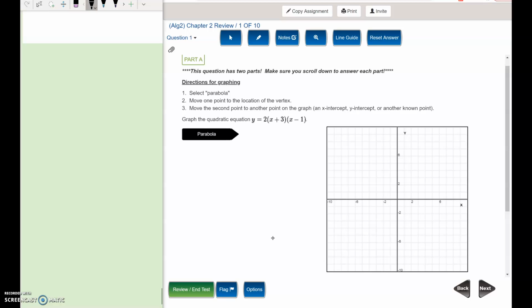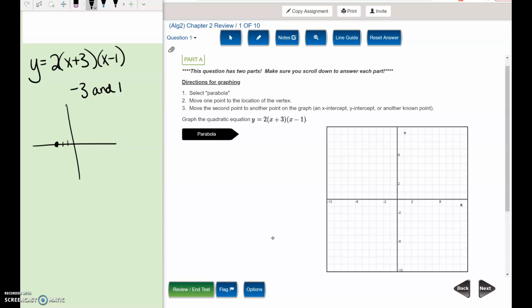So we've got the equation y equals 2 times x plus 3 times x minus 1. This is intercept form. So our x-intercepts are -3 and 1. And I am going to, on the test, give you a piece of paper that has some blank graphs on it so that you can start sketching this on your own. So here's -3 and 1, because if you try to sketch it like this, it's just not very accurate, and if you have some blank graphs, that'll make it a little bit easier to sketch.